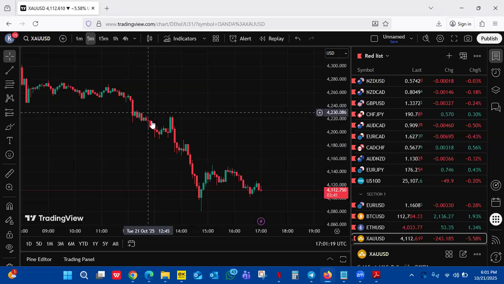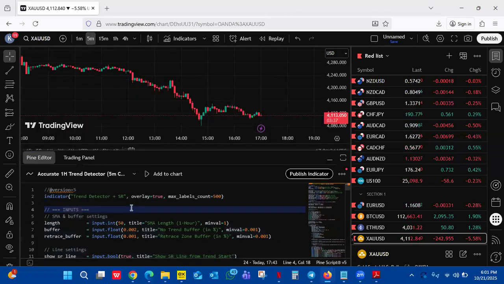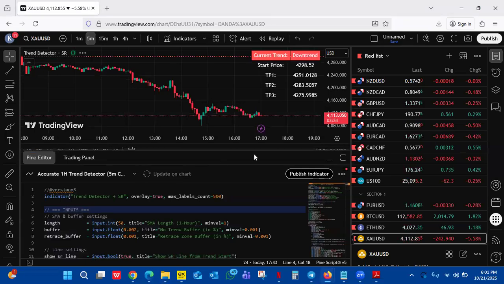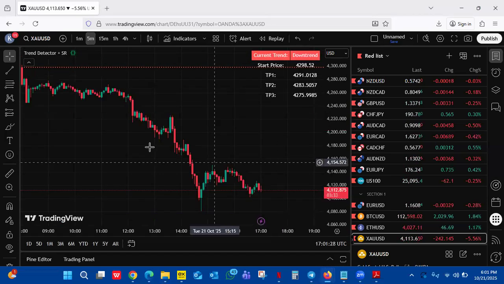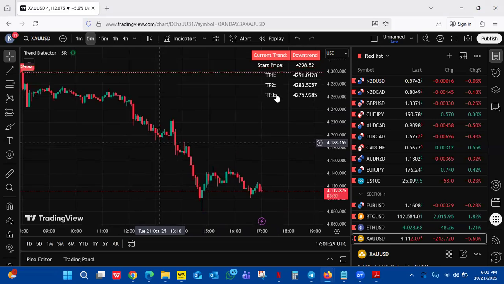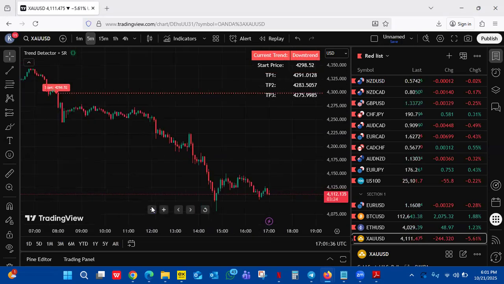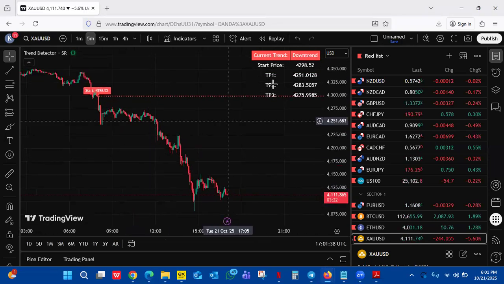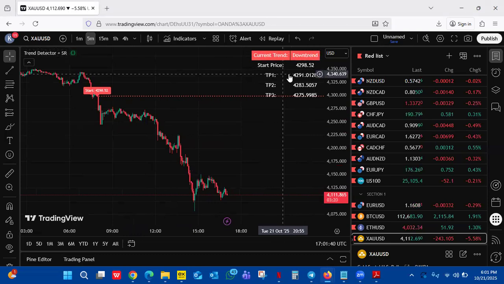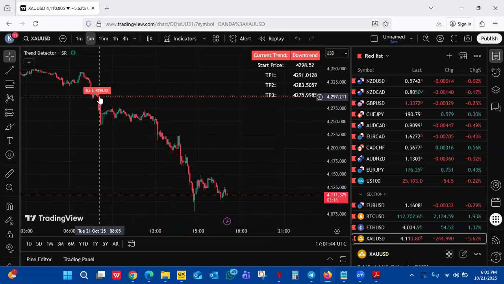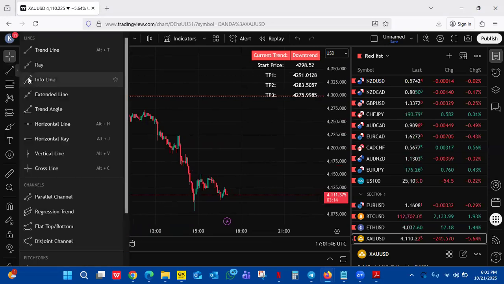Now this is the script here, so I'm going to add the script. I've added the script, and you can see that the script shows the current trend, which is a downtrend for XAUUSD. So this is the start price, where the trend started from.